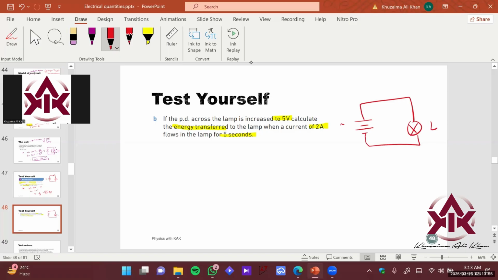We have the lamp here, we have the battery here, and we are using a voltmeter. We'll see what this is in a while. Don't worry, we have a voltmeter to measure the voltage. The potential difference across the lamp, that is VL, is 5 volts.